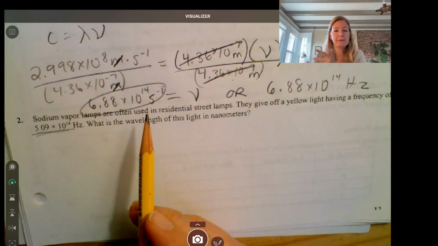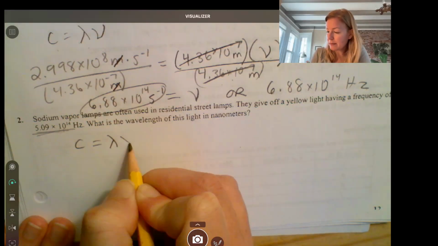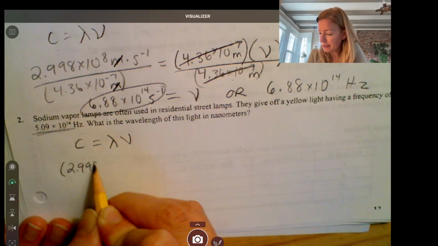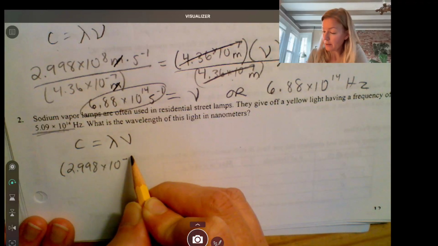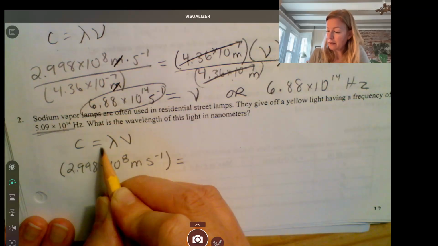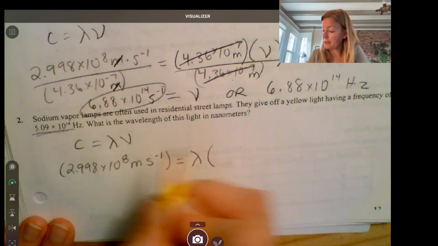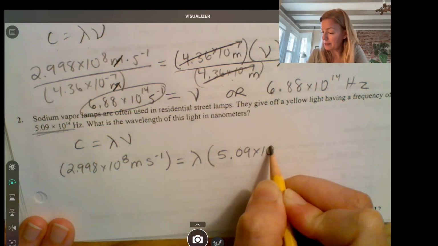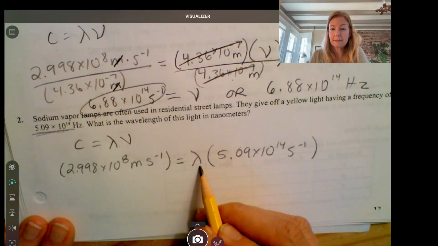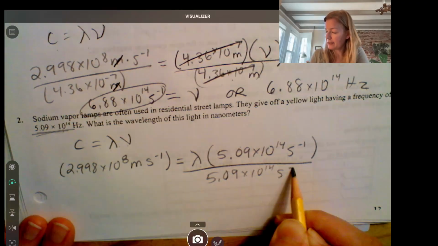Okay, so what is the wavelength of this light? So we're going to use our formula that has frequency and wavelength. C equals lambda times nu. Okay. So once again, C is the speed of light, 2.998 times 10 to the 8th, not -8th, meters times seconds to the -1. Lambda this time is our unknown. Okay, so I'm just going to write lambda. And then frequency, I'm going to write 5.09 times 10 to the 14th. And instead of writing hertz, I'm going to write seconds to the -1. Okay, so to get lambda by itself, you just divide by 5.09 times 10 to the 14th seconds to the -1.